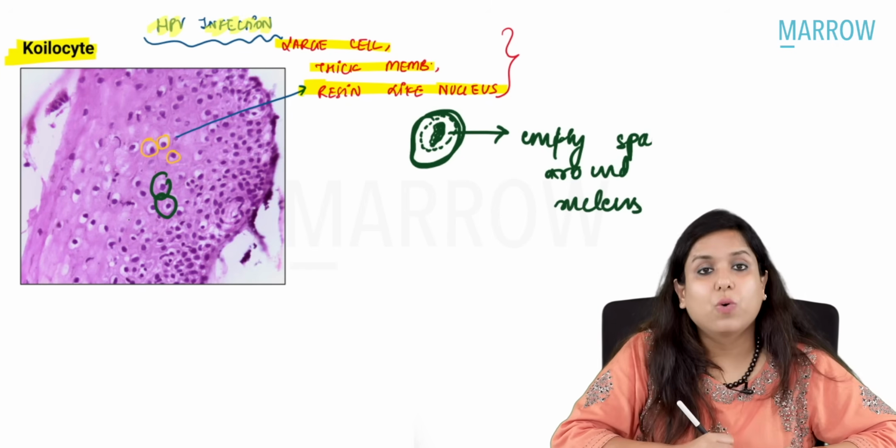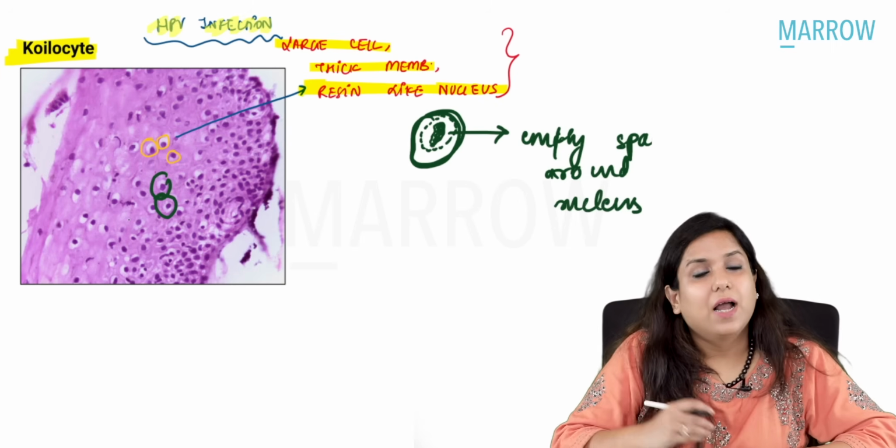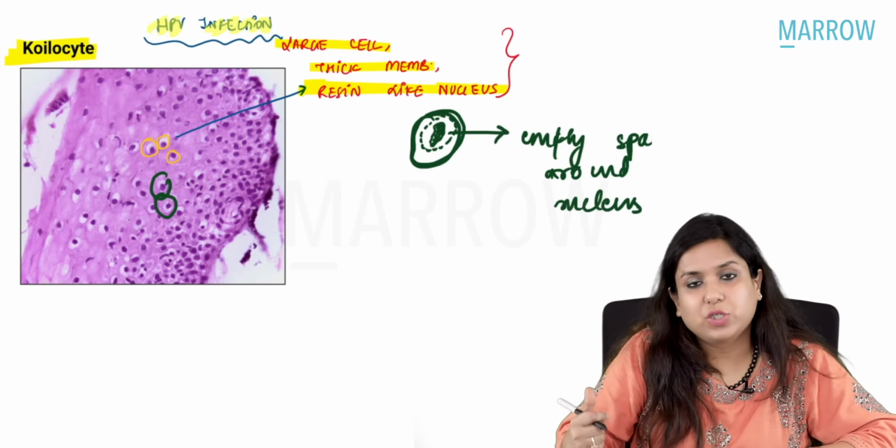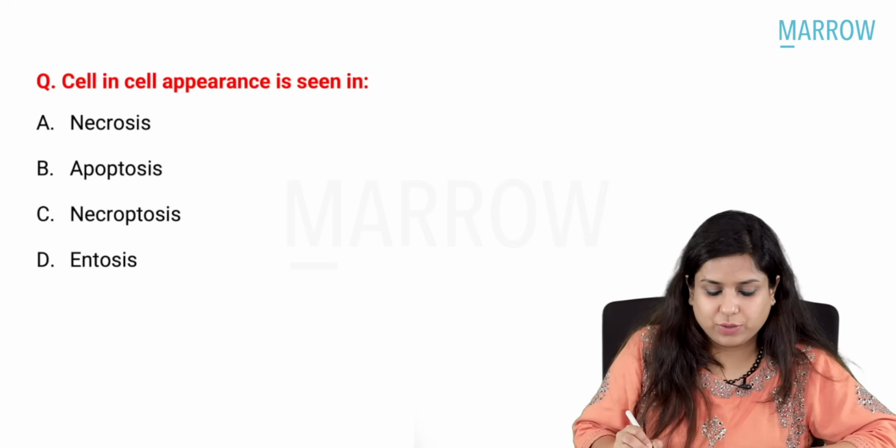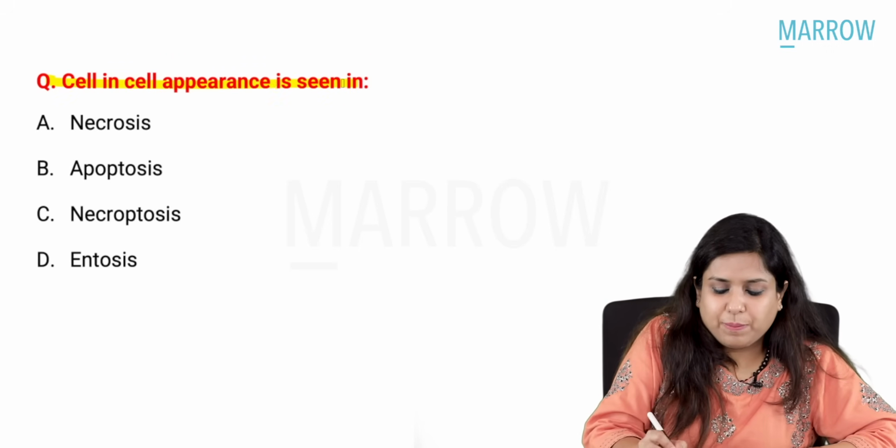These are basically called the koilocytes. And whenever we talk about HPV infection, we talk about koilocytes. Easy? Next question. Cell in cell appearance is seen in.